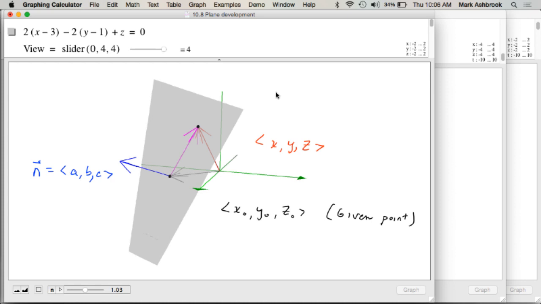I ran out of colors, so I'll just write it up here. So this one here is x, y, z, any point, minus our given point, x naught, y naught, z naught. Now, what relationship do we have that's true? What do you see? That vector that's parallel to the plane, what has to be true about that? If it's parallel to the plane, it's orthogonal to which one? The normal one. So you see that this parallel vector has to be orthogonal to the normal vector of the plane. And so that gives us the relationship. So then what about this vector and this vector?